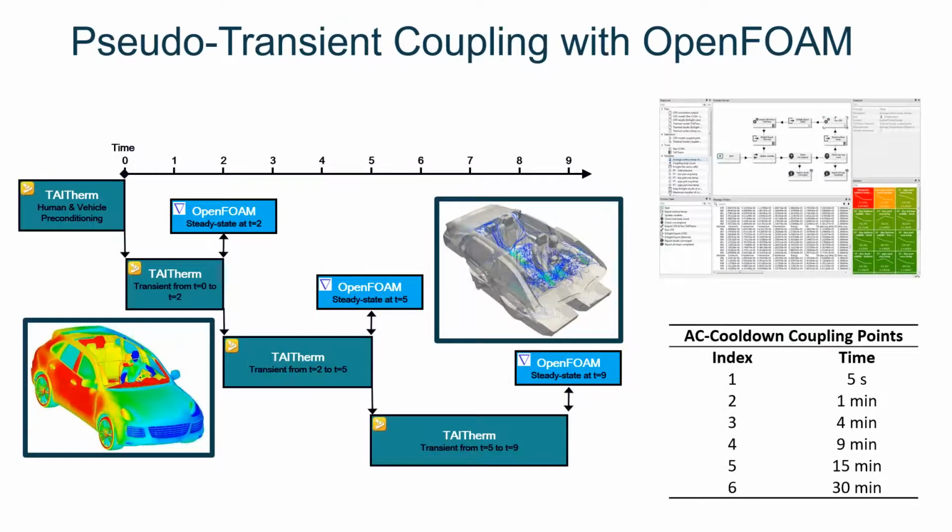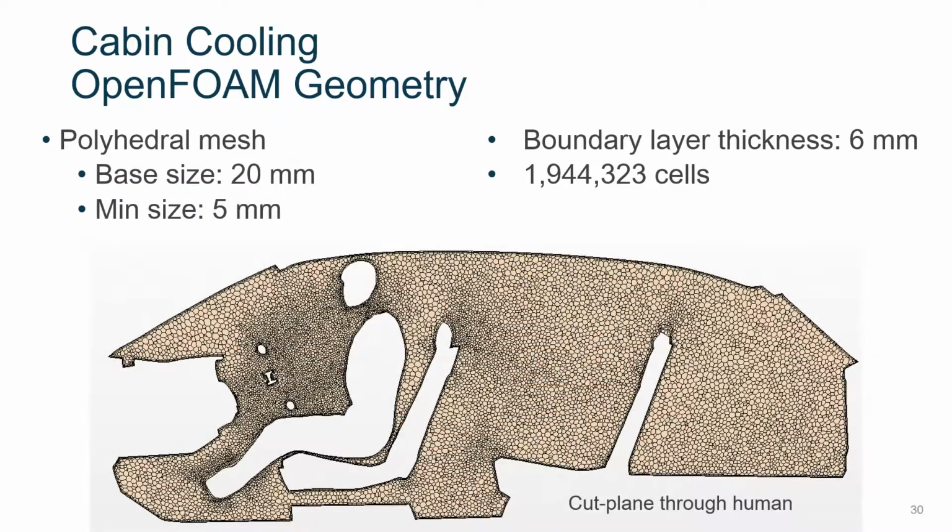The next example is cabin cooling, presented in a paper by Dennis Hinz. Showing here pseudo-transient coupling. We're simulating a 30-minute cool down. For this, it means that we're coupling at different instances. So at different times, we are coupling with OpenFOAM. Here we see the OpenFOAM volume mesh that was used for the simulation.